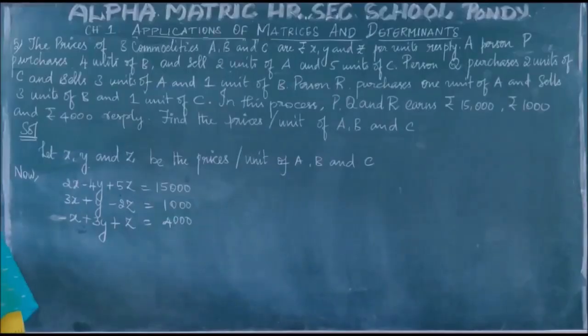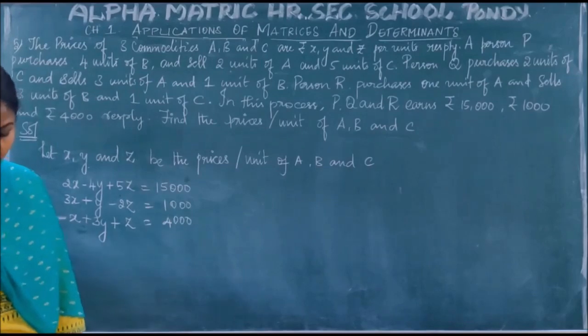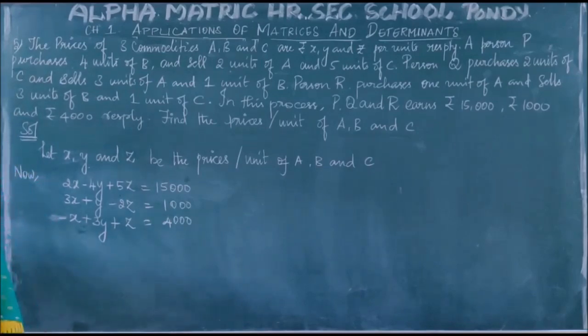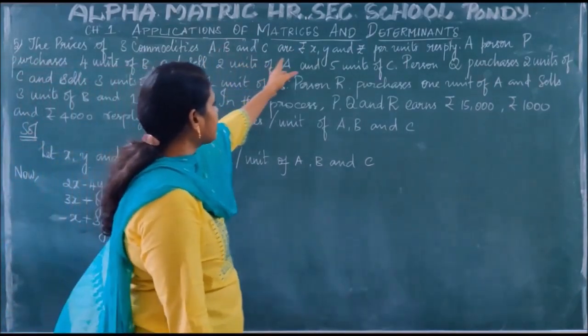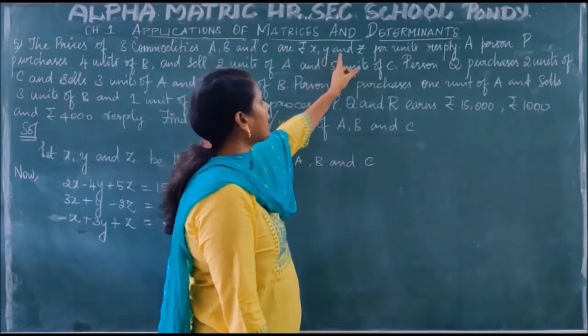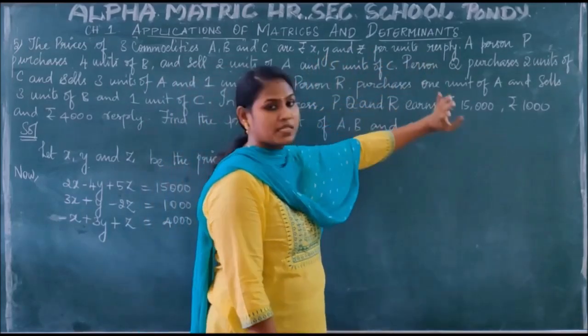Okay. So next is question number 5 of exercise 1.3. I will read out the question, so listen carefully. The prices of 3 commodities A, B and C are rupees x, y and z per unit respectively.